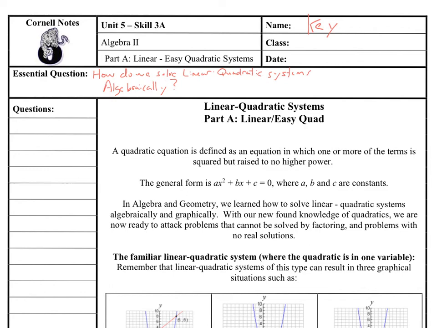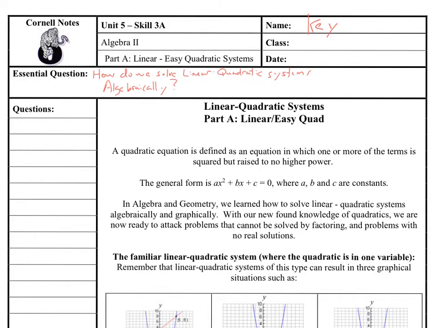So here we go. How do we solve linear quadratic systems algebraically? So we have our quadratic definition, right? One of the terms has to be squared. That's a quadratic equation. Okay, here's the general form. As long as a doesn't equal 0, it's a quadratic, as long as you have an x squared.